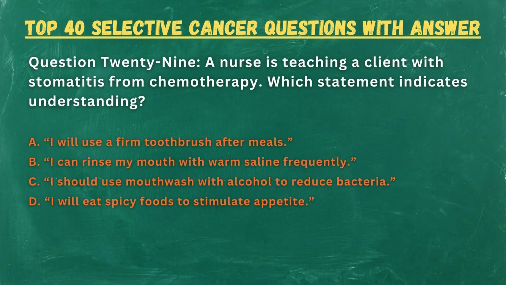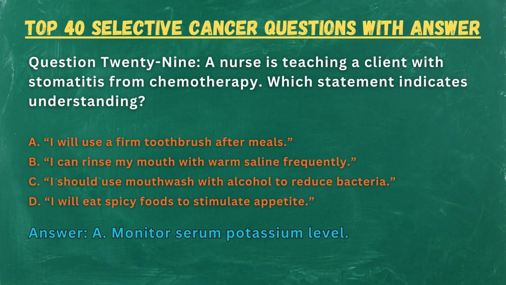Question 29. A nurse is teaching a client with stomatitis from chemotherapy. Which statement indicates understanding? A. I will use a firm toothbrush after meals. B. I can rinse my mouth with warm saline frequently. C. I should use mouthwash with alcohol to reduce bacteria. D. I will eat spicy foods to stimulate appetite. Answer: B. I can rinse my mouth with warm saline frequently.